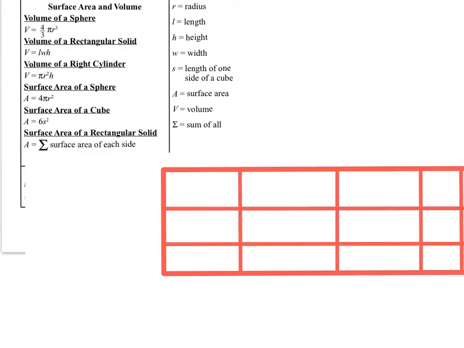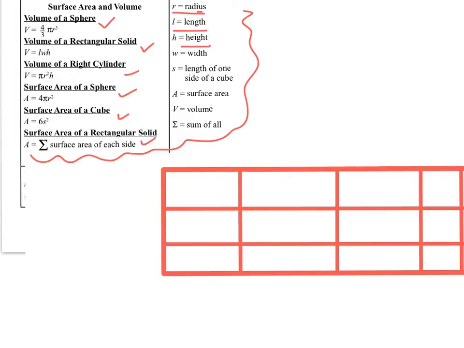Alright, and on the formula sheet, here are the formulas that you're given. We've got volume of a sphere, volume of a rectangular solid, volume of a right cylinder, surface area of a sphere, surface area of a cube, and surface area of a rectangular solid. They also provide you with the meanings of the different variables, side, surface area, volume, sum, etc.